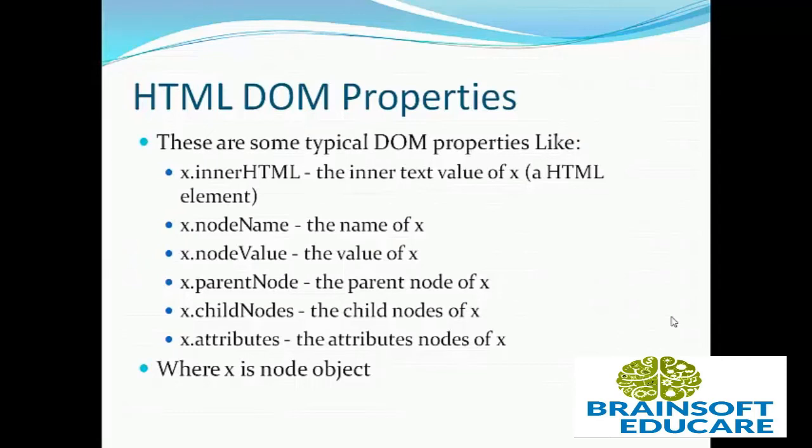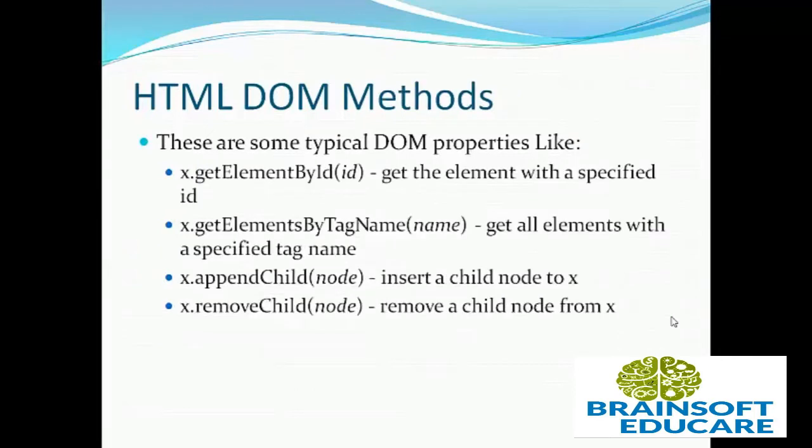Now let's see various methods. So the first method is x.getElementById. To get the element with a specified id, the getElementById method is used, and we have to pass the id of the element in the getElementById function.